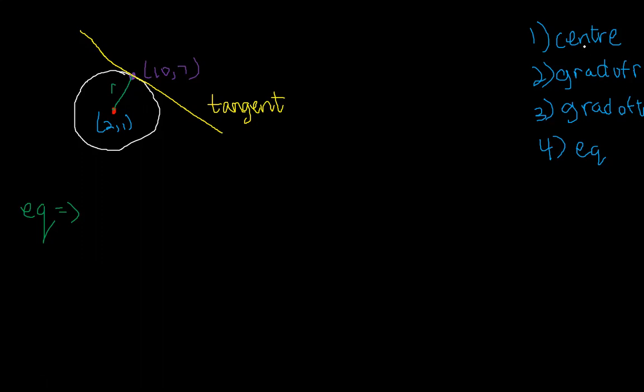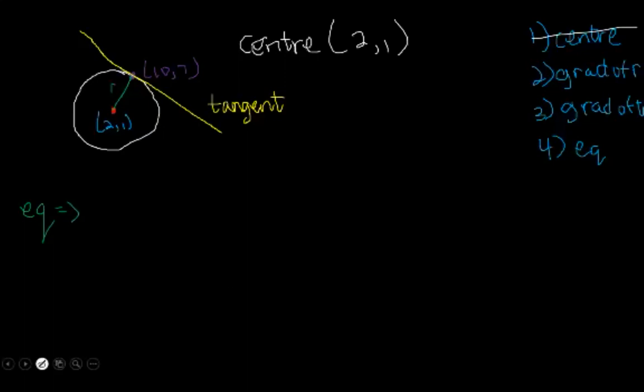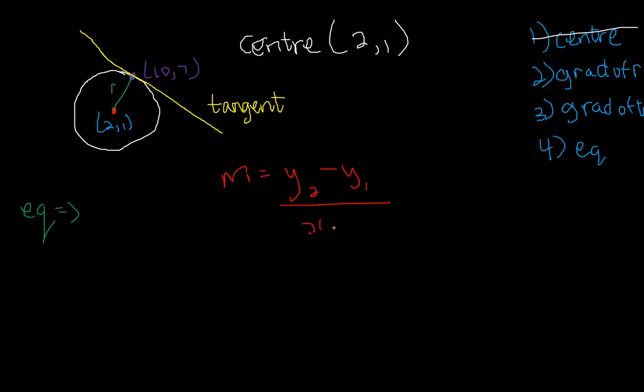All right, so we'll continue now. So the first thing, find the center. But in this case, we don't need to calculate it. They already told us that the center is 2, 1. So we know that step is finished already. Because the center is 2, 1. Center. And now we want the gradient of the radius. We know that the formula for gradient, m, is equal to y2 minus y1 over x2 minus x1.